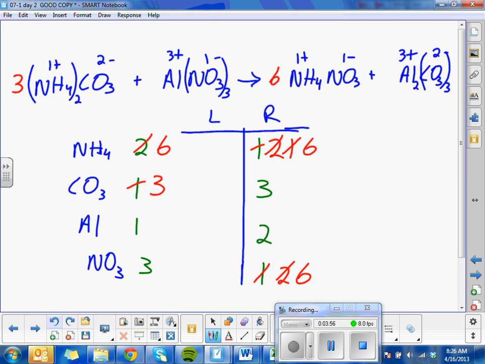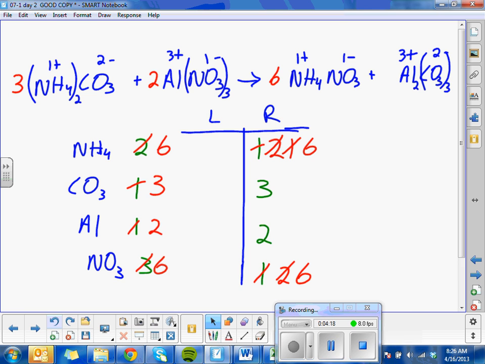Now to get the nitrate over here on the left side to be a 6, we need to put a 2 there. That changes that to a 6, and it changes my aluminum to a 2. And now you look, you have 6 ammonium on each side, you have 3 carbon on each side, you have 2 aluminum on each side, and you have 6 nitrate on each side.